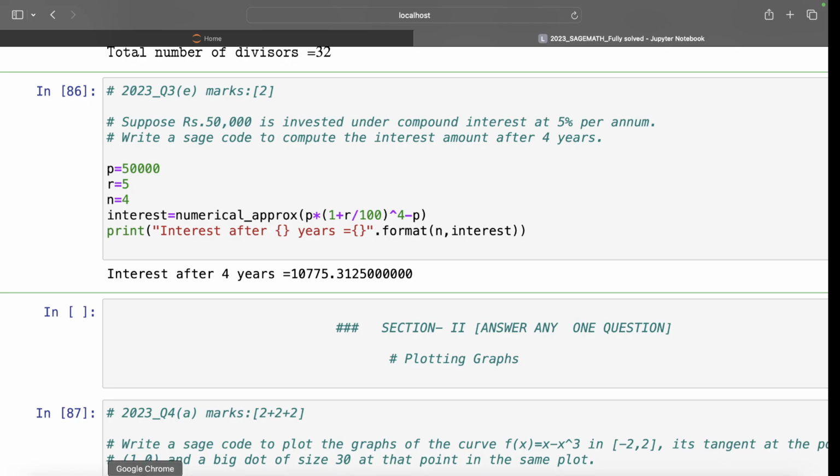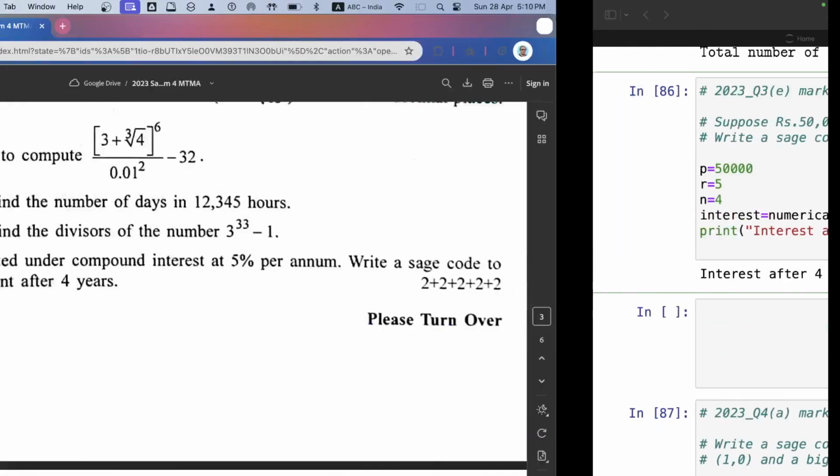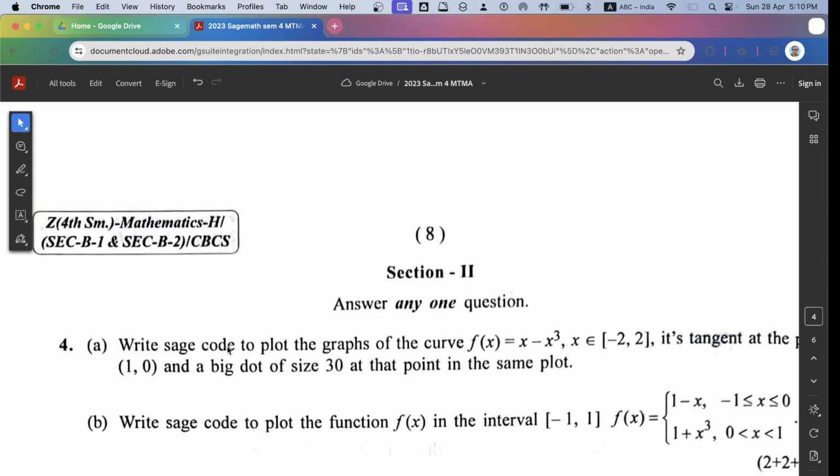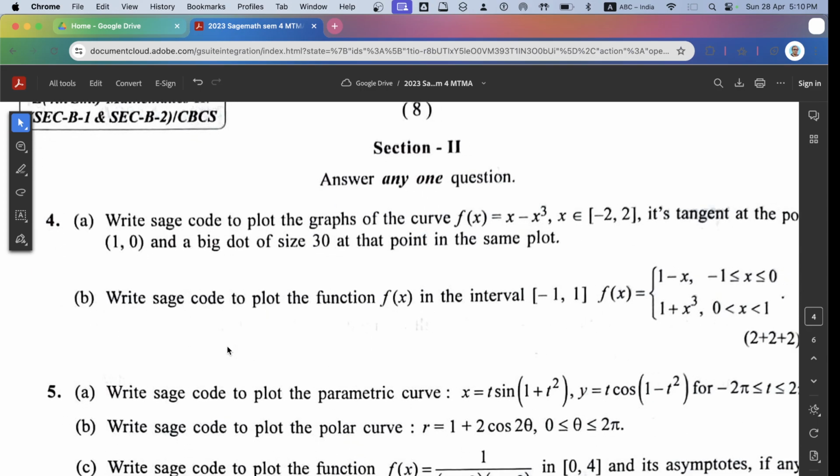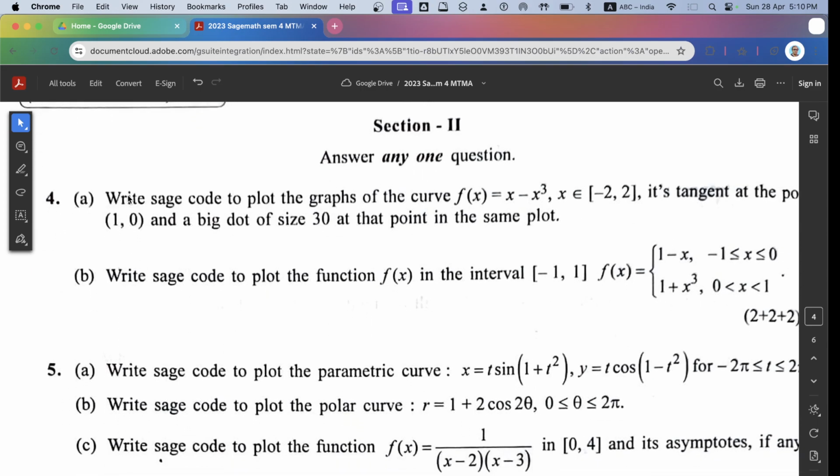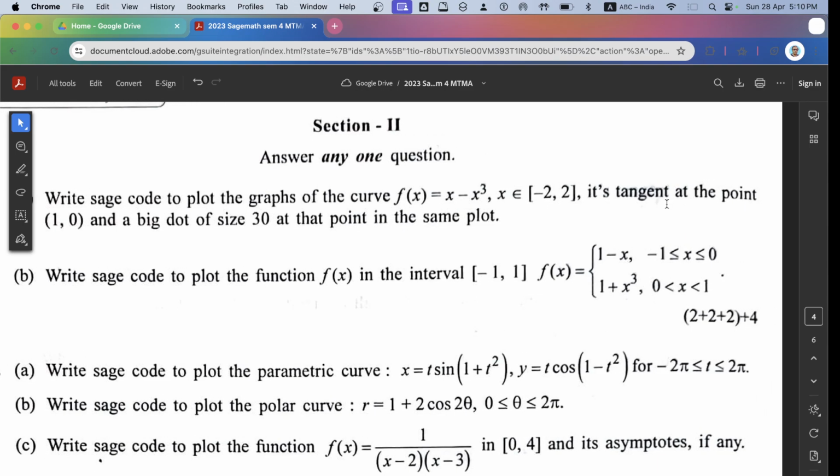Next question, section 3, plotting the graphs. This is question 4a. Write Sage code to plot the graph of the curve f(x) equal to x minus x cube, x belongs to the closed interval minus 2 to 2, its tangent at the point (1, 0), and a big dot of size 30 at that point in the same plot.